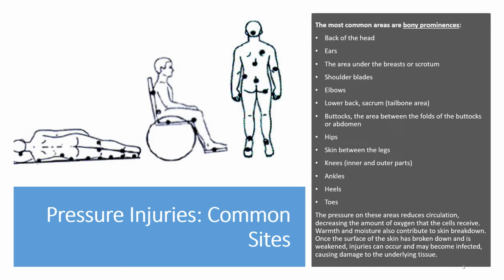The pressure on these areas reduces circulation, decreasing the amount of oxygen that the cells receive. Warmth and moisture also contribute to skin breakdown. Once the surface of the skin has broken down and is weakened, injuries can occur and may become infected, causing damage to the underlying tissue.